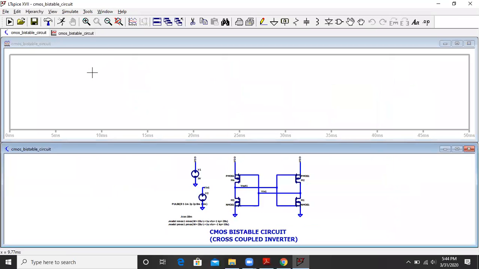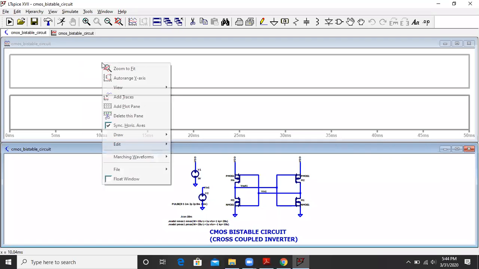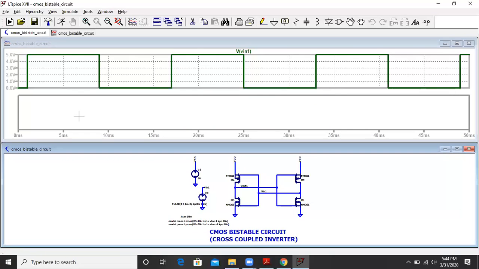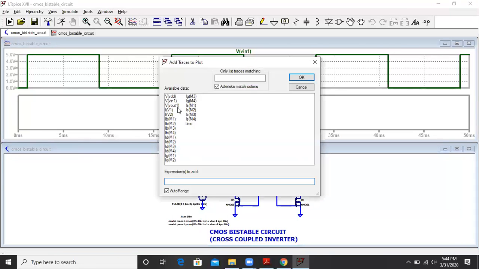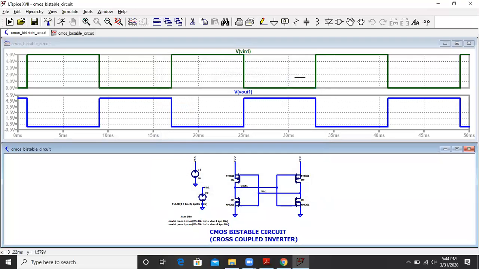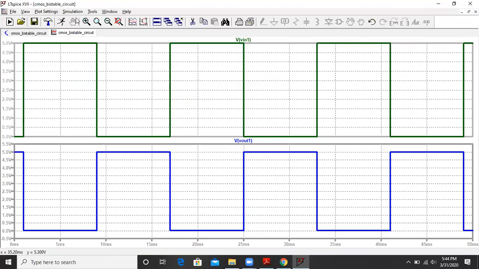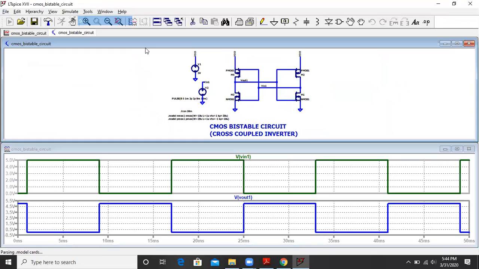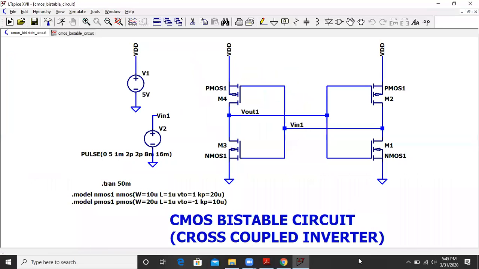So we simulate this. We create two plot panes to plot the input and output. First, we will plot the input one, which is basically a pulse, and let us observe whether it's behaving as, yes, that's it. So it's a perfect inverter. So Vin1, Vout1, which will basically go to the input and output of the second inverter also. So this circuit over here is producing an inverted action, but there are only two stable states. Either the output is at 5 volts, logic 1, or the output is at 0 volts, logic 0. So this was the concept of the CMOS bi-stable circuit or a cross-coupled inverter.